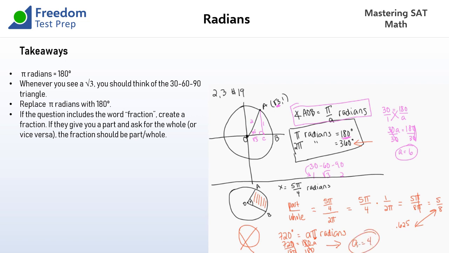Either way, these are different types of questions, but it's all the same strategy. Okay, kiddo, that's all I got. You take care.